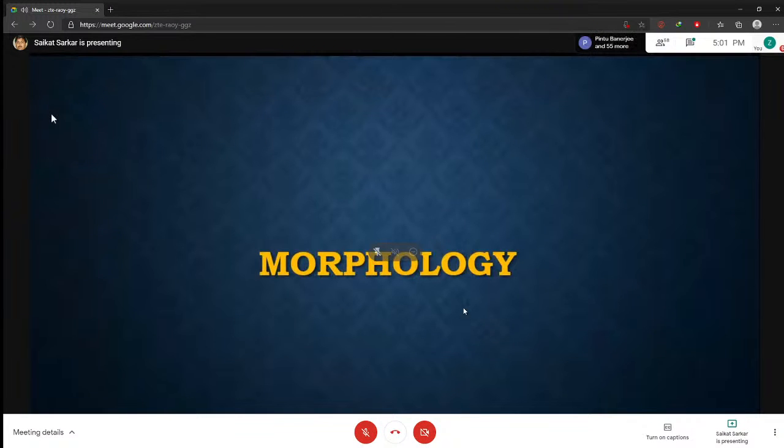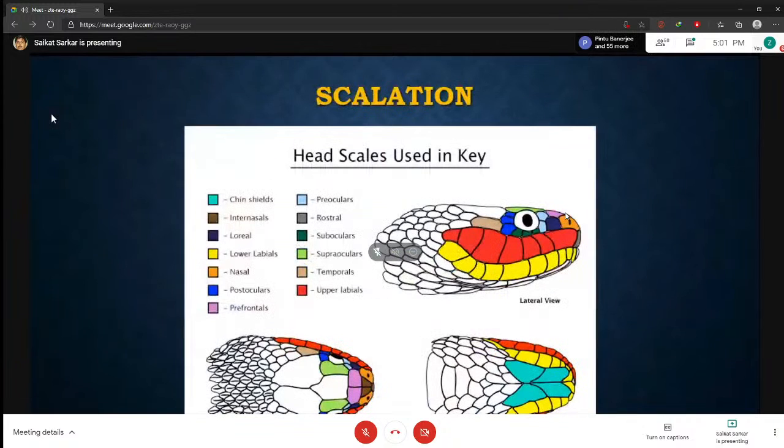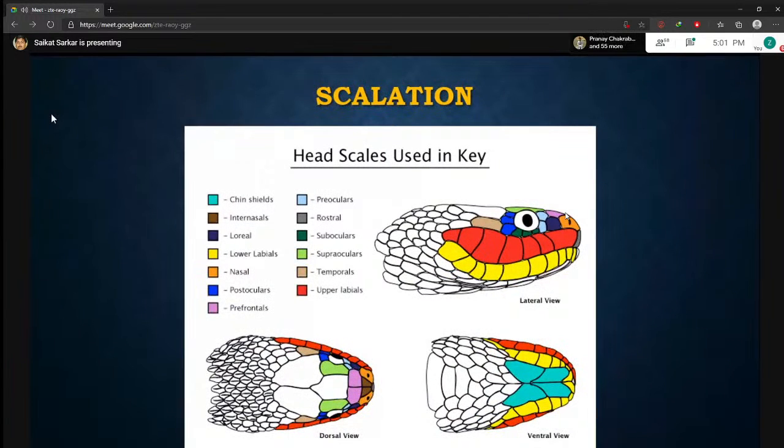So let us begin with morphology. In morphology, let us begin with the scale patterns and all the morphological characters. Most of them are taxonomically important. And as I said earlier, the snakes are not just a tube in a tube structure. There are so many variations in almost every single structure. I mean, single structure means say scale, say teeth, this kind of structure. You will find so many variations.